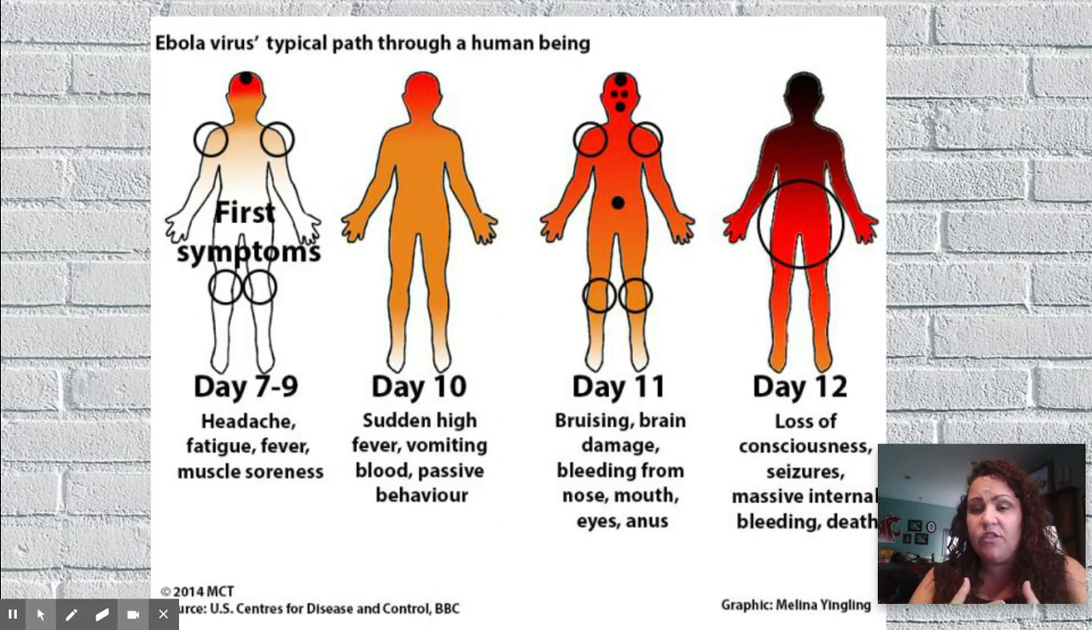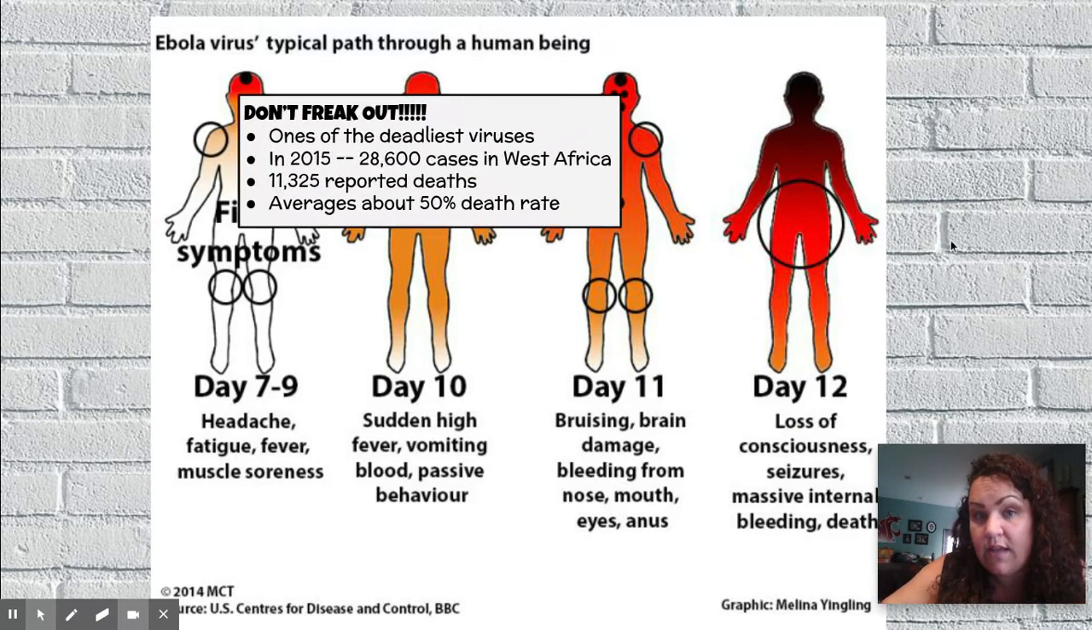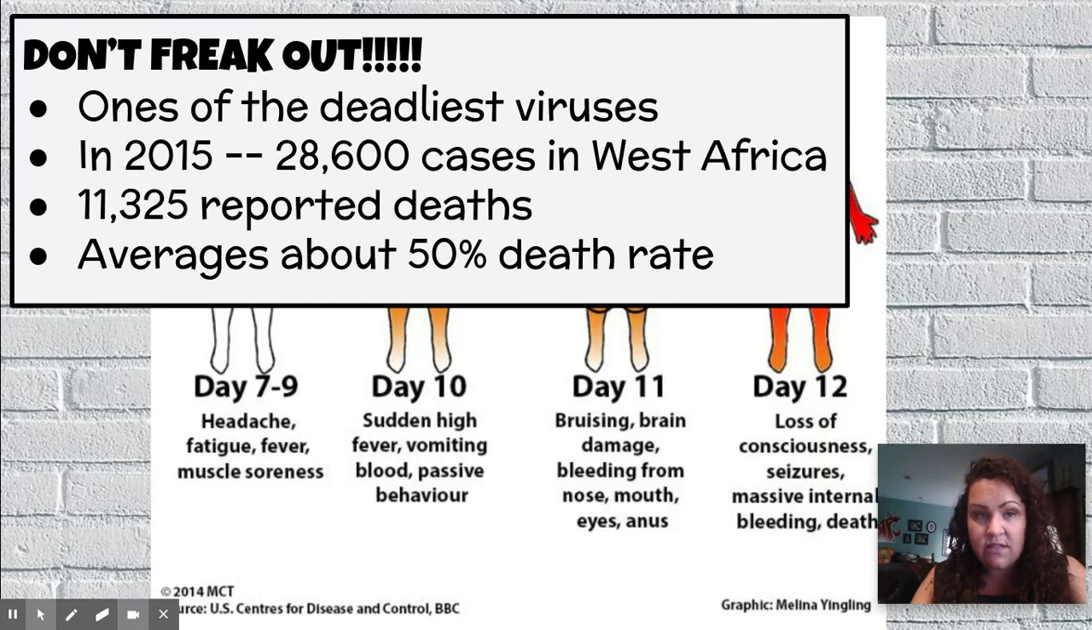And then by day 12, we have loss of consciousness, seizures, and then probably death. Now, that's not to say that you wouldn't survive, because it's typically about a 50% survival rate, actually, which is good, right? However, compared to any other virus, that's massive. I think we're looking at like a 2% death rate in the coronavirus, and this is 50%. So that means 50% of the people who get sick are going to die from it. It is one of the deadliest viruses on Earth. We're talking in 2015 when it had this massive outbreak happened.